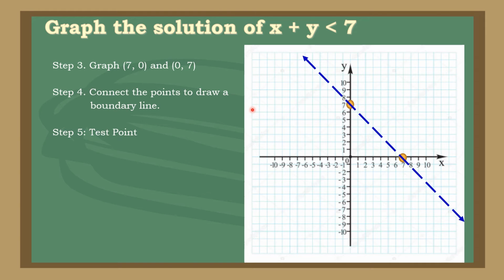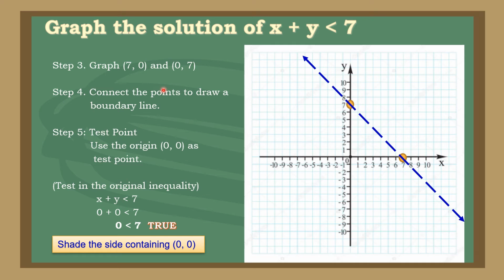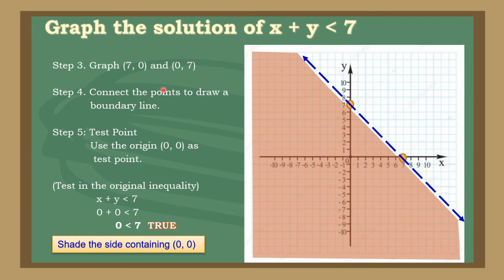Step 4, test point. We use the origin (0, 0) as our test point since (0, 0) is not on the line and it is easier to use. So test in the original inequality. x plus y is less than 7. Substitute. 0 plus 0 is less than 7. And 0 is less than 7. So that is a true statement. Therefore, shade the side containing (0, 0). It means all the points in this part are solutions for the inequality x plus y is less than 7.